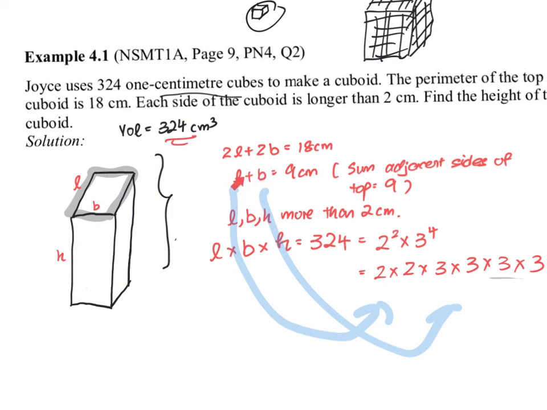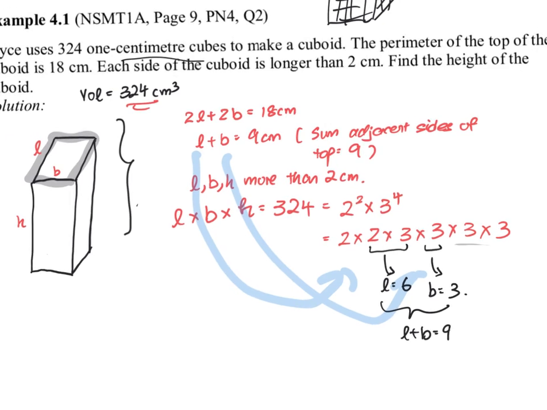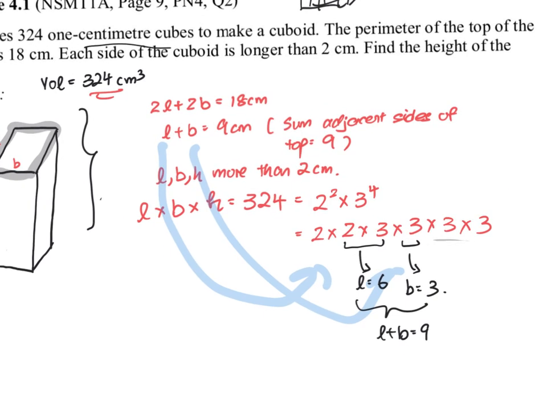So if the length and breadth add up to 9, look at the possibilities that come out of here. One of the possibilities is, for example, your length can be equal to 6 and your breadth can be equal to 3. You can see that your length plus breadth will give you 9. This is really just by observation. So what does that tell you? If that's the case, let me shift the 2 to the back, and you can see that this will give you the height. So the height straight away is 9 times 2, that will give you 18.